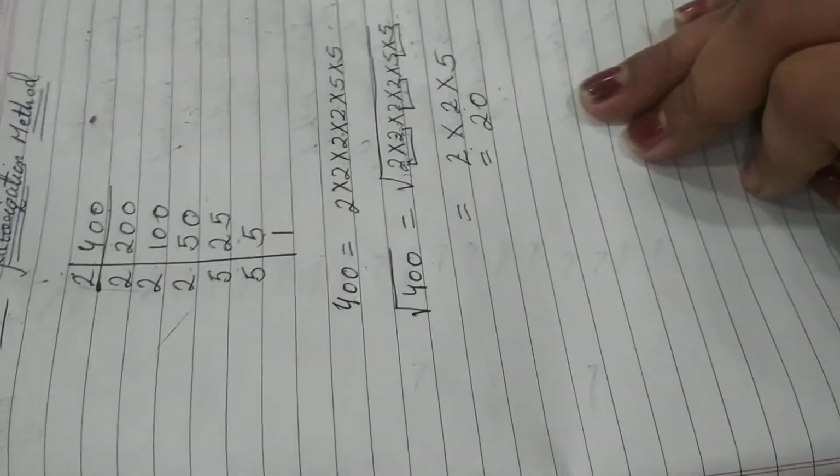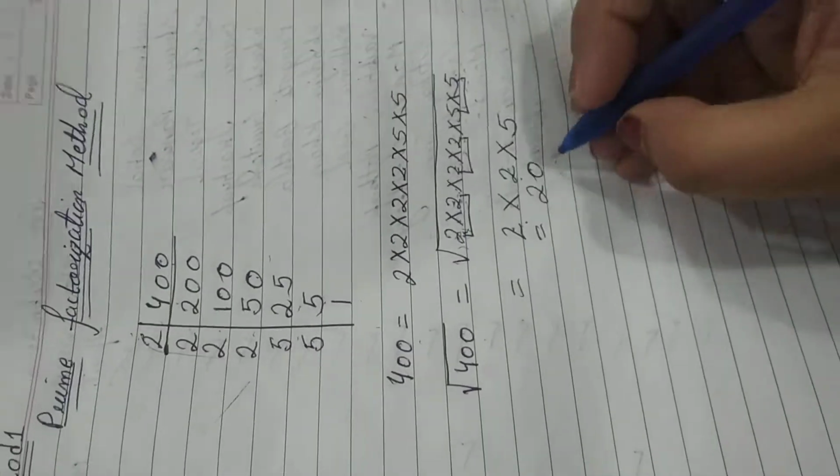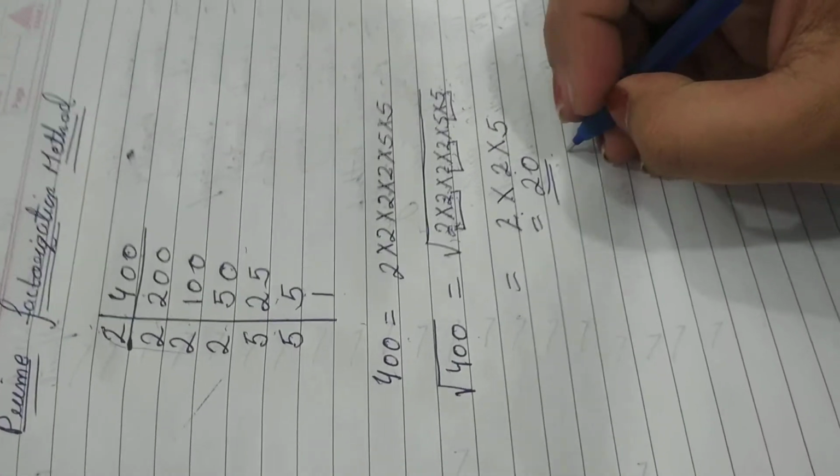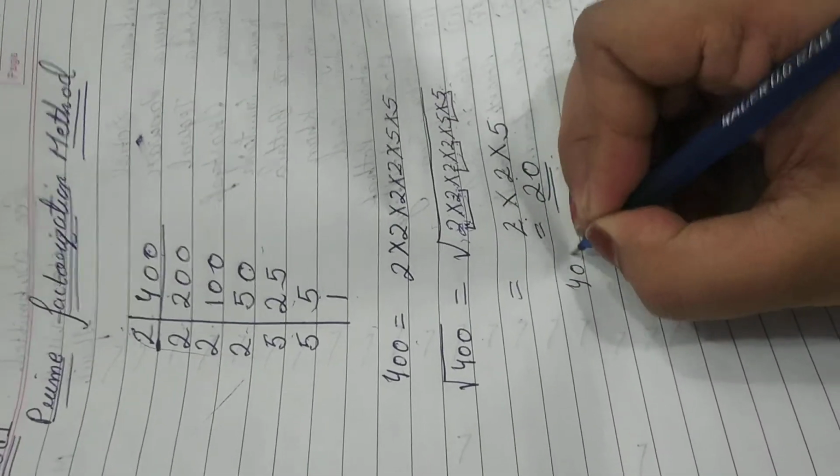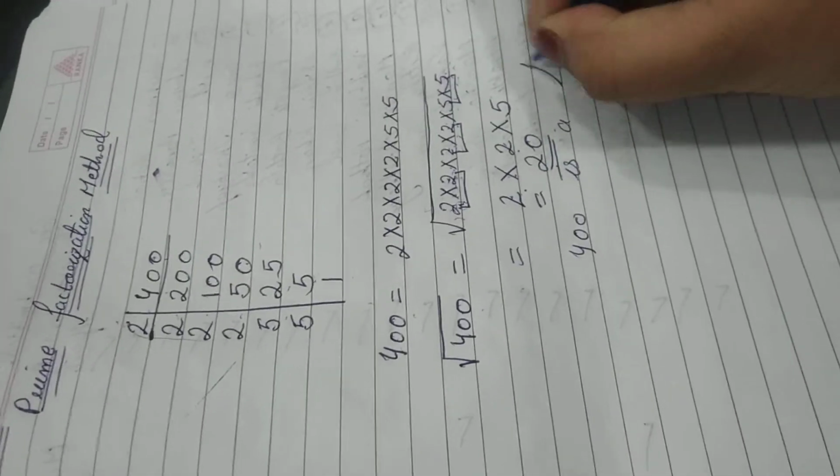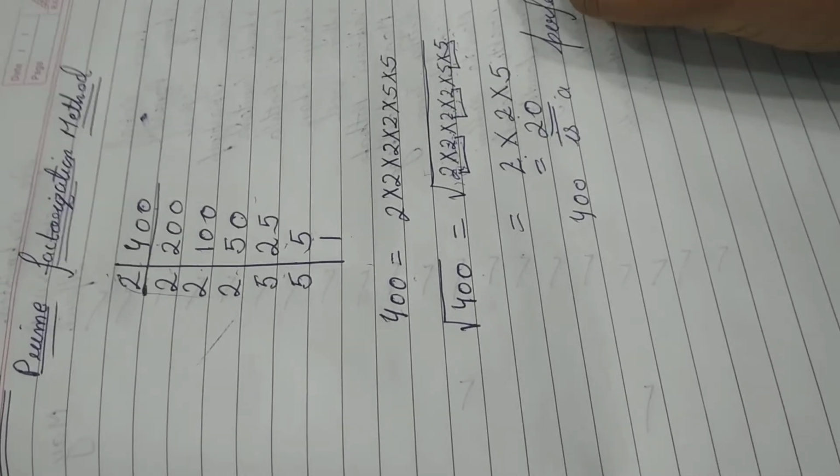One more thing. After prime factorization, when you get the exact answer, that means 400 is a perfect square.